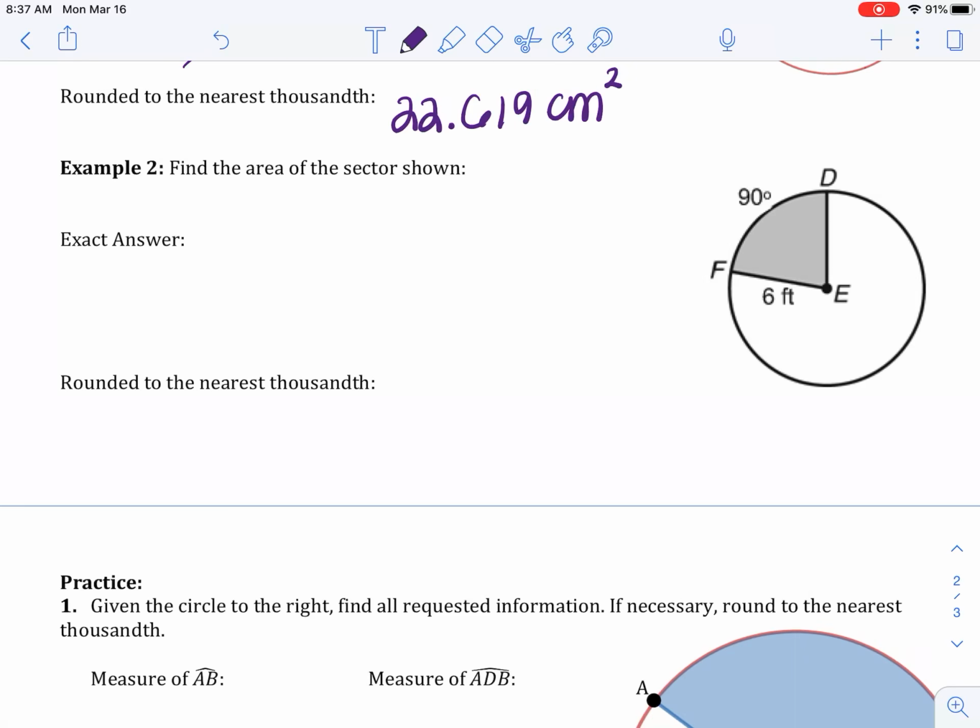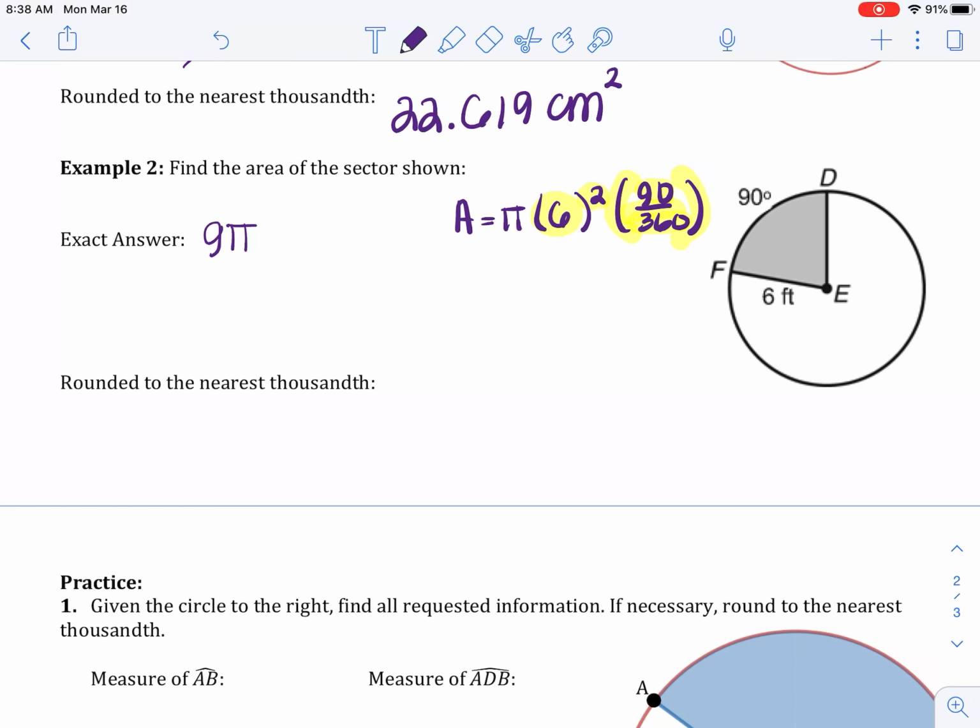All right, go ahead and try the next one on your own. Try to get the exact answer and the rounded answer. Pause the video and try it. Okay, so you should get area equals pi times the radius of the circle, which is 6. It's not always 6. I feel like it's been 6 a bunch of times now. Times 90 over 360. Once again, to get the exact answer in my calculator, I'm doing 6 squared, parentheses 90 divided by 360, close the parentheses, enter. That will give me 9.